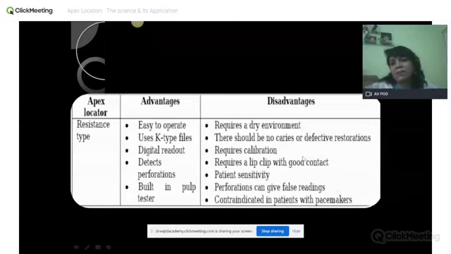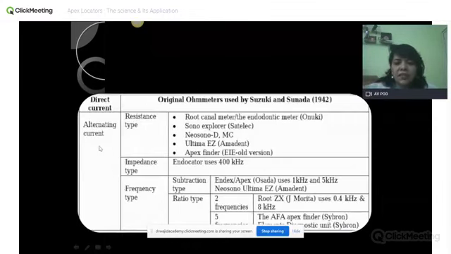You can see that each Apex Locator has some specifications for it to function effectively. And here it requires a dry environment, it is extremely sensitive, it can easily give false readings, etc. Similarly, alternating current can have three types: the resistance type, impedance type, and frequency type. Now, if you observe carefully, the frequency type has two varieties: the subtraction type and the ratio type. The ratio type uses, in the fourth generation, two frequencies, and the fifth generation uses five frequencies. So basically, the ratio remains constant, but the number of frequencies being applied to improve the accuracy of working length has increased.